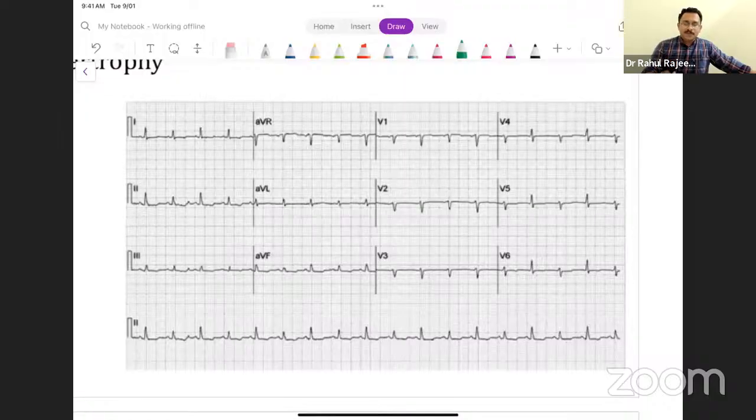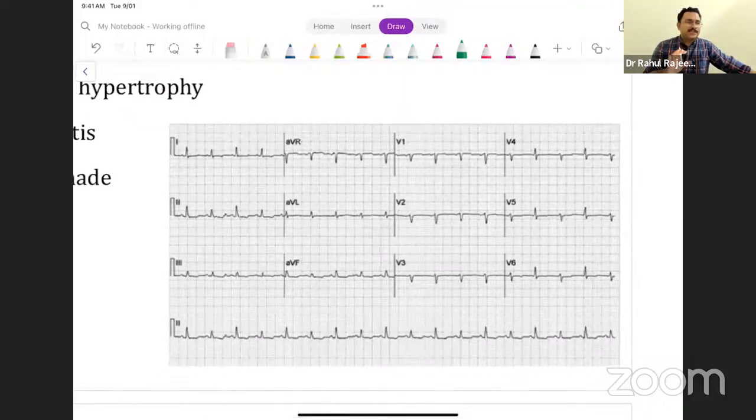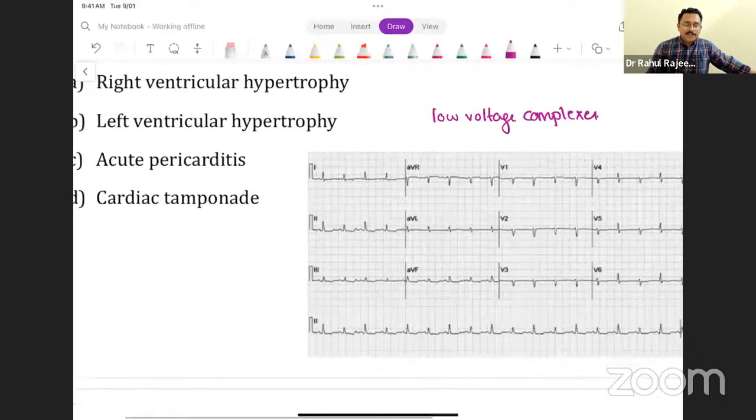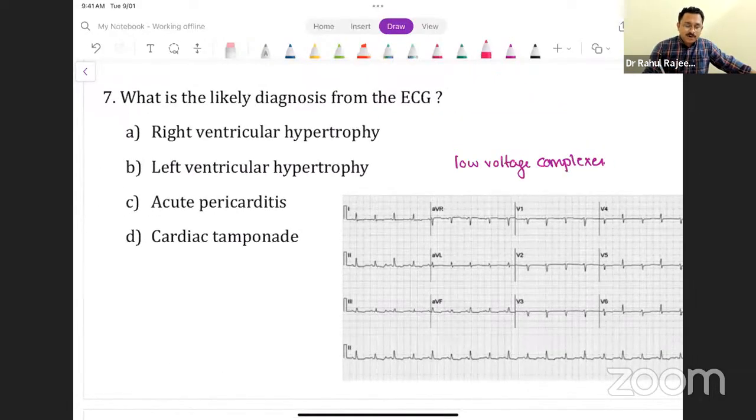They are small. So overall, if I look at the voltage, they are low voltage complexes. So one striking feature is low voltage complexes. The amplitude is pretty much reduced in the entire ECG. Now, when you get such low voltage complexes, that already helps me eliminate two options, because conditions like right ventricular hypertrophy and left ventricular hypertrophy are characterized by increased muscle mass.